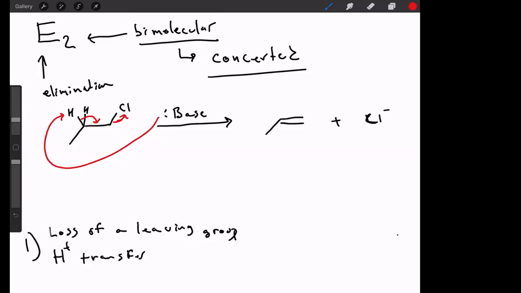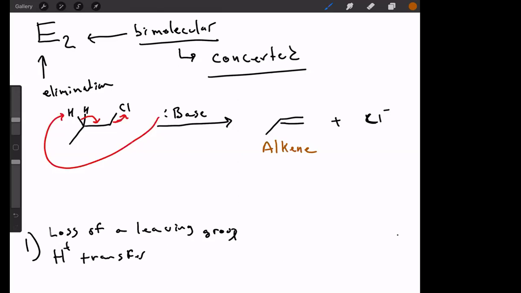So the next level of difficulty in today's lecture is that we have three arrows, but all three arrows are happening in a concerted fashion. The product in this reaction is an alkene. Okay. All right. So any questions up to this point?